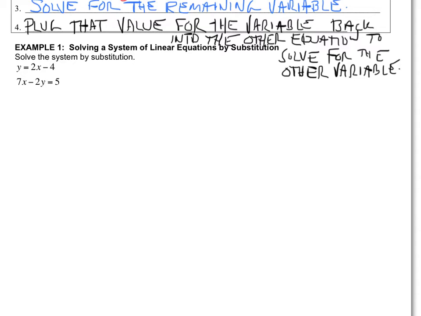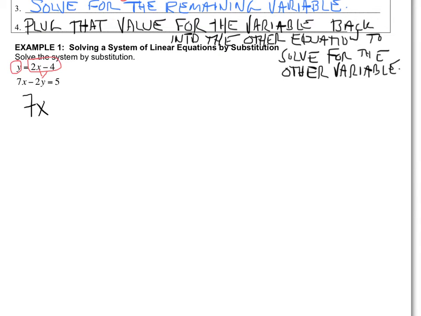In the first step we saw, it says solve one equation for either x or y. You should notice that this first equation is already solved for y, so I don't really need to do any solving. The next step says plug that into the other equation. We look at y equals 2x minus 4, and say, well, if y equals 2x minus 4, I can take this part of the equation and plug it in right here where the y is.